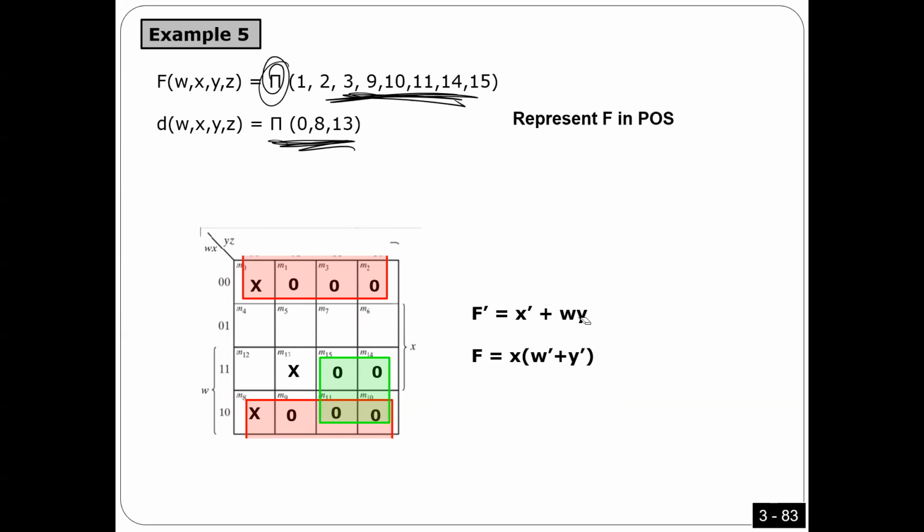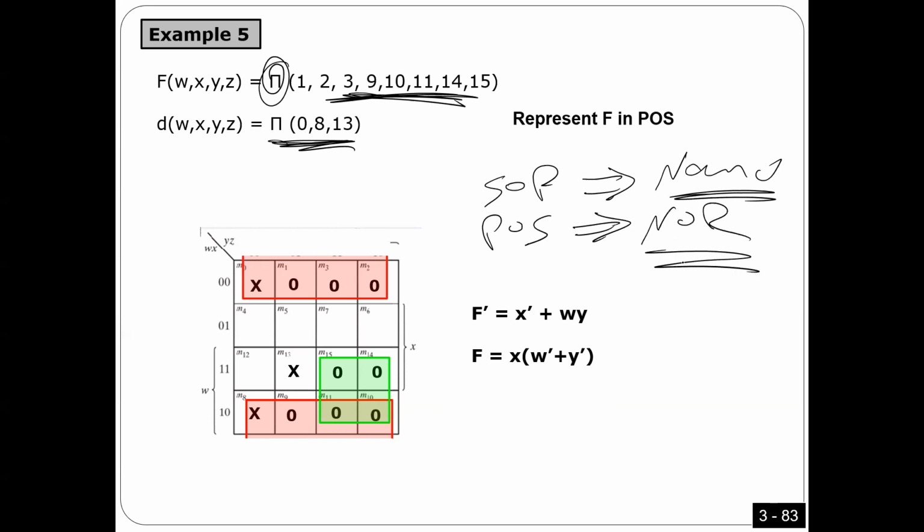The other reason is for sum of product, I can implement it using NAND gates. Product of sum I can implement using only NOR gates. Okay. So for example, if the manufacturer wants to manufacture a chip, and I tell you I want to use only NOR, that means you have to get product of sum. If I tell you I'm going to use NAND to implement it, then sum of product. You understand what I'm saying? That's what I explained earlier.